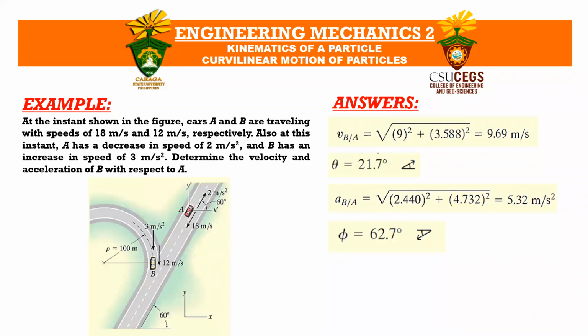For our second or last example problem about relative motion of two particles using translating axis, we have at the instance shown in the figure below, cars A and B are traveling with speeds of 18 meters per second and 12 meters per second respectively. Also, at this instant, car A has a decrease in speed of 2 meters per second squared, and car B has an increase in speed of 3 meters per second squared.